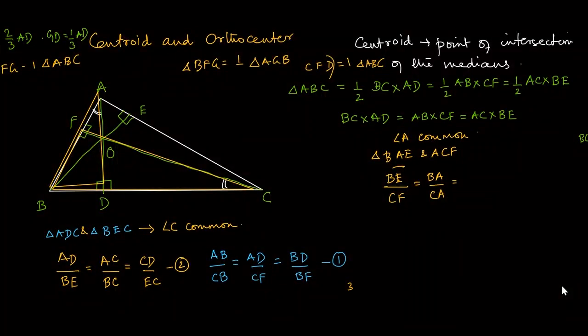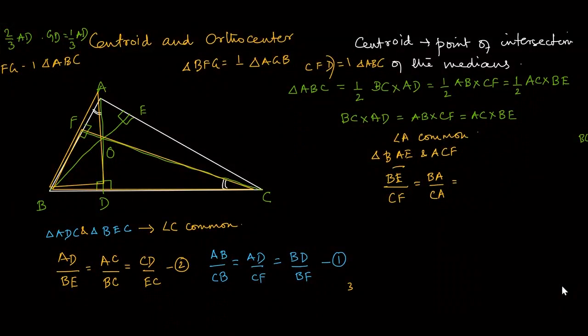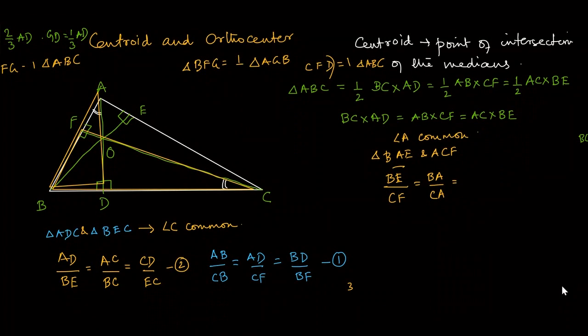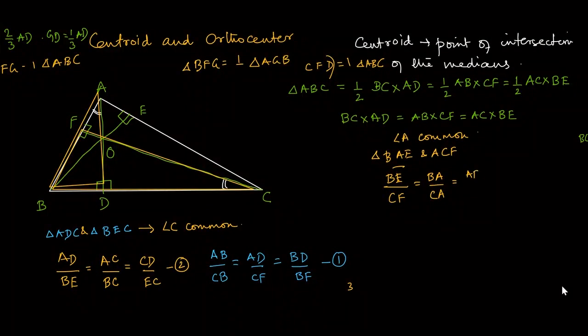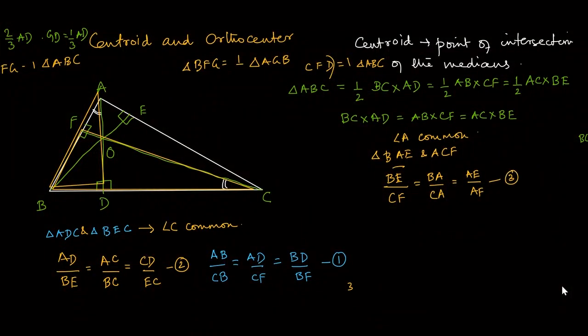That is equal to BE over CF, we already did that, and AE. You have to be careful when you're looking at the sides. And the other one is over AF. So this is my third set, right? Now, why did I do this? I'll show you why.